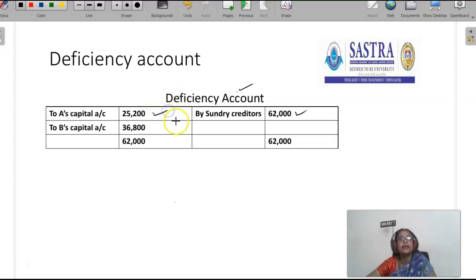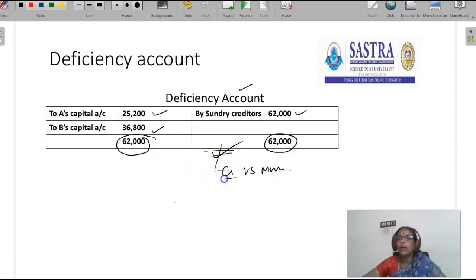So to A's capital account 25,200, to B's capital account 36,800, and naturally the deficiency account is tallied. In this way we have to prepare the open account and close all the accounts of the partnership firm if all the partners are insolvent. I hope you all understand the concept. Here we cannot apply the Garner versus Murray rule because no one is solvent here. Thank you very much.